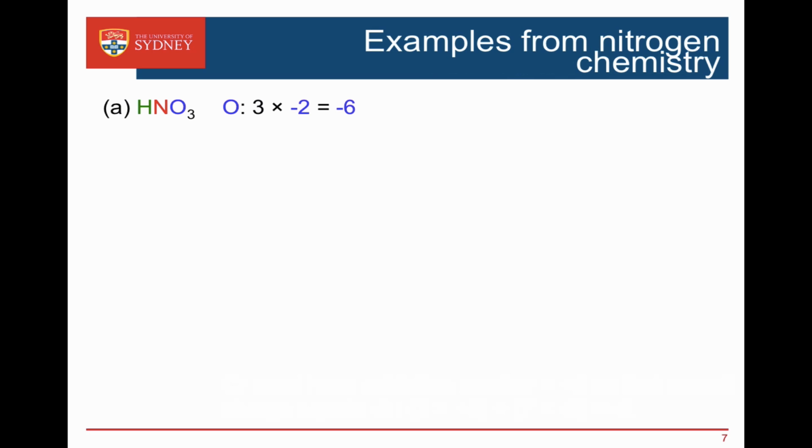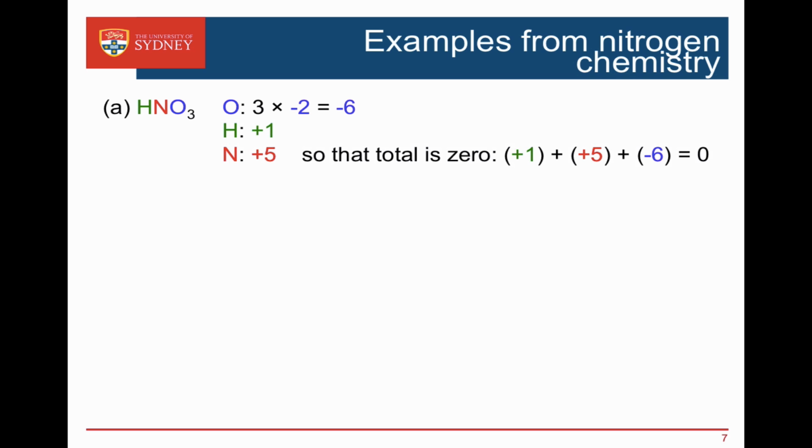+12 -14 gives us that overall charge of -2. Okay, lastly, let's do some examples from nitrogen chemistry. Nitrogen is well known for forming lots of different oxidation numbers. Nitric acid we'll start with. We've got 3 lots of oxygen, 3 lots of -2. We've got a hydrogen, +1. So in order to make the whole thing have an overall charge of 0, the nitrogen must be +5.